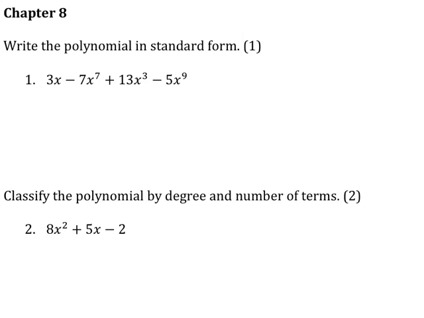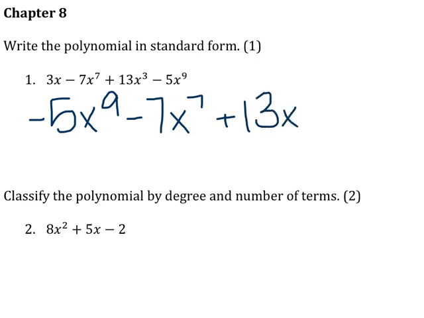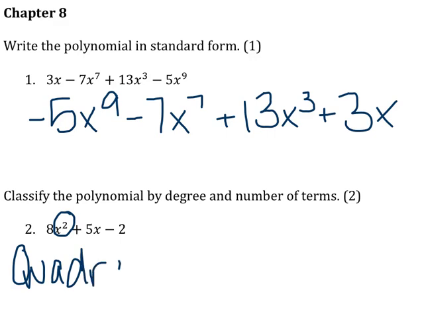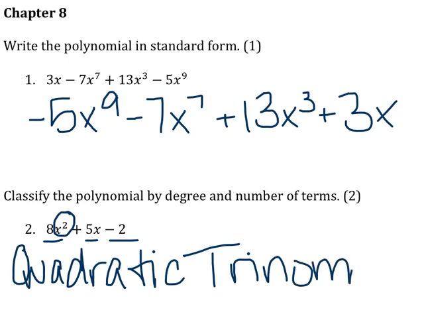Write the polynomial in standard form. Standard form just means the largest exponent down to the smallest one. So we have negative 5x to the 9th minus 7x to the 7th plus 13x to the 3rd plus 3x. That's standard form. Classify the polynomial by degree and number of terms. The degree is 2, so that means it's quadratic. And there are 3 terms, so it's a trinomial. Again, those might be something you want to write on your note card.